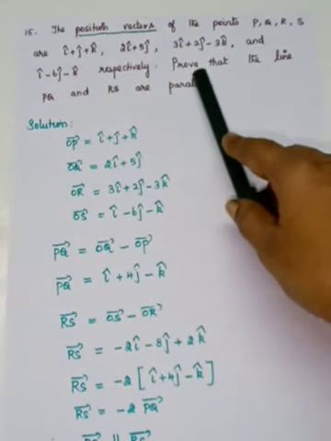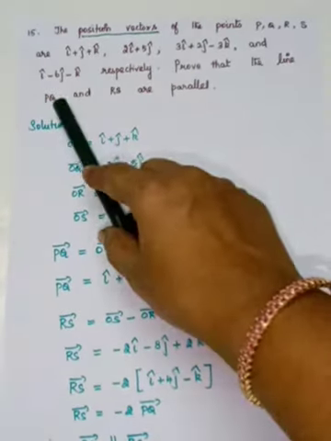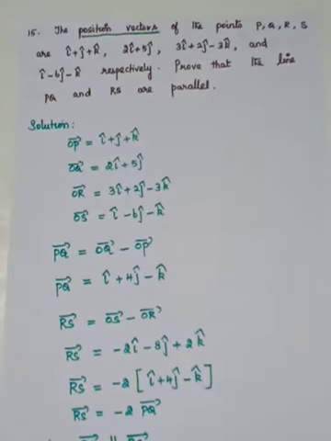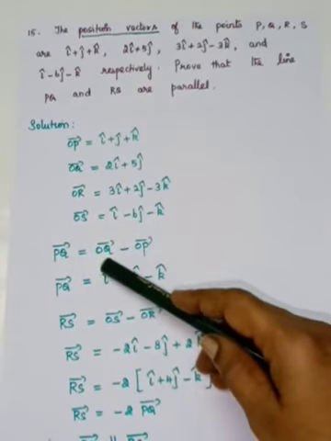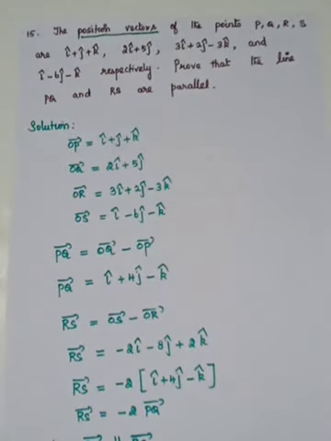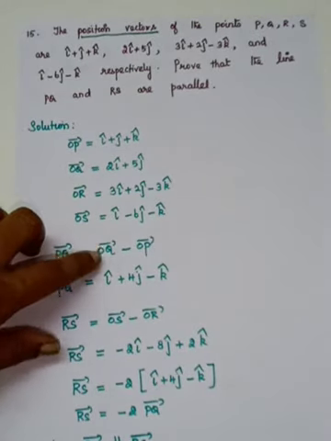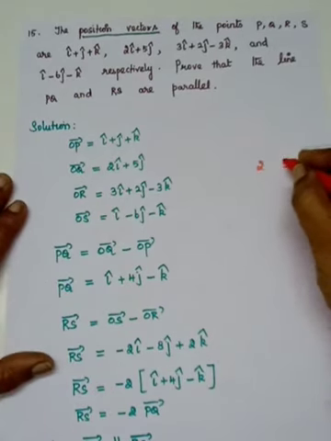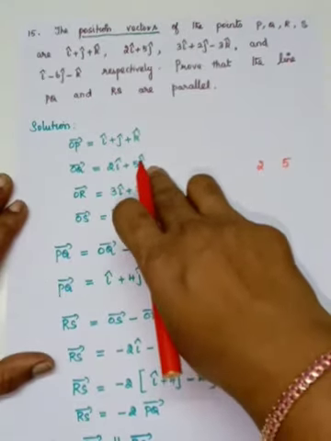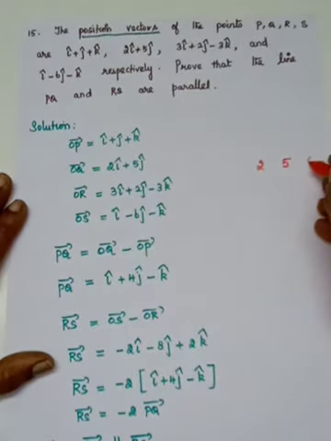What do you have to prove? Prove that the lines PQ and RS are parallel. So we have to show the two lines PQ and RS are parallel. So I am going to find PQ vector. PQ vector, how can you write it using position vectors? OQ vector minus OP vector. You see that? OQ. What is the coefficient of OQ? 2, 5 and the k cap is not present, so I have taken it as 0.